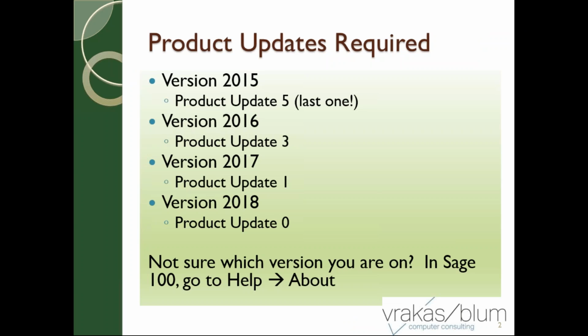So what product updates are required to do the year-end processing? We have a list right here of all versions of Sage and what product updates are required. Just to note that if you are on version 2015, this is the last year that you'll be able to utilize the Sage year-end processing. You will need to update your program during the next year in order to go forward with tax table updates and IRDs, etc. So if you're not sure about the version that you're on in Sage 100, all you need to do is go to Help and About, and it'll tell you in there.